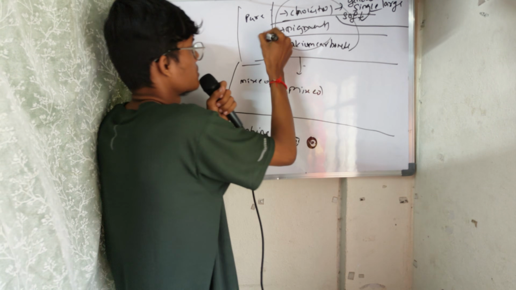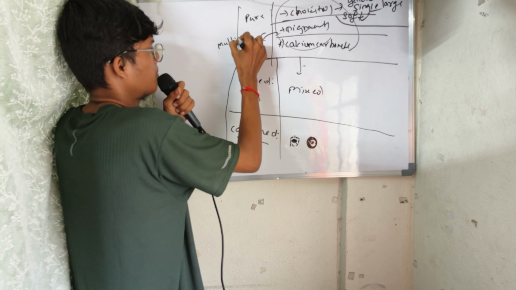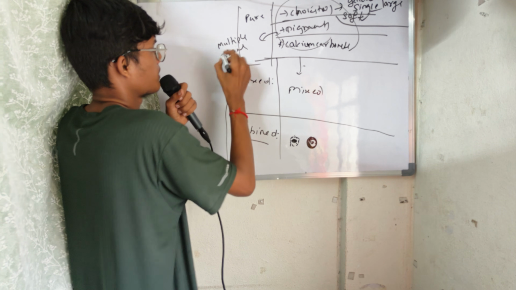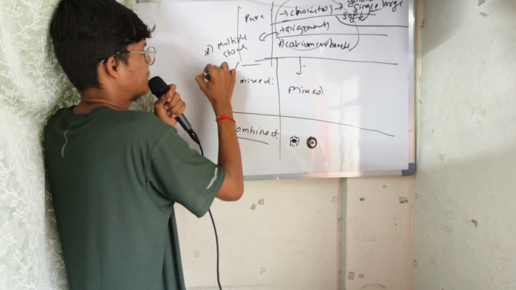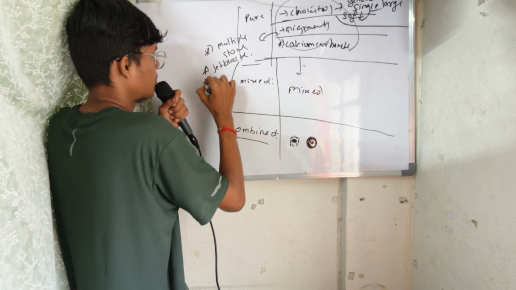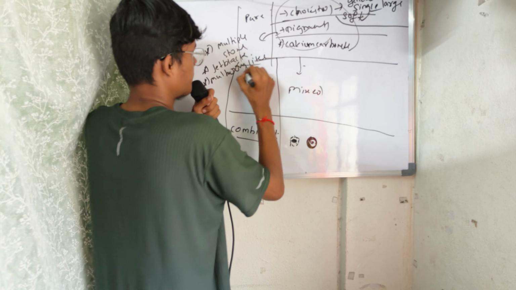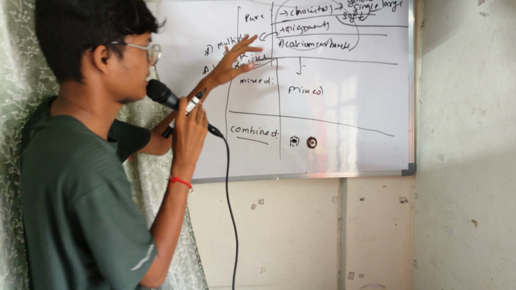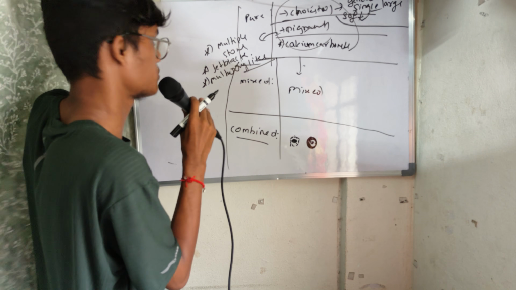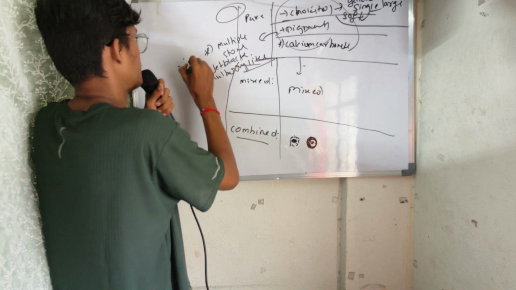Coming to pigment stones, they are multiple stones. What is their color? Their color is jet black. They have a mulberry-like appearance. Multiple stones means what? Here the cholesterol stone is a single stone, but here there will be multiple stones.